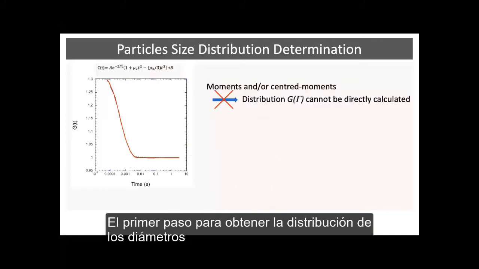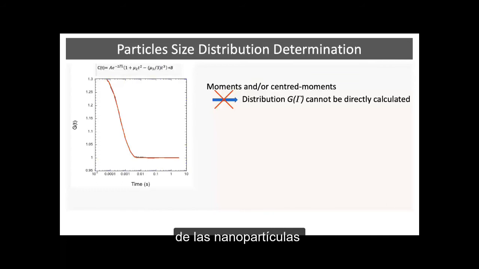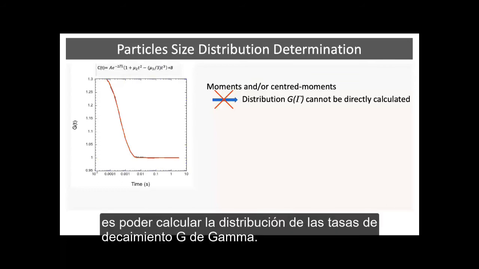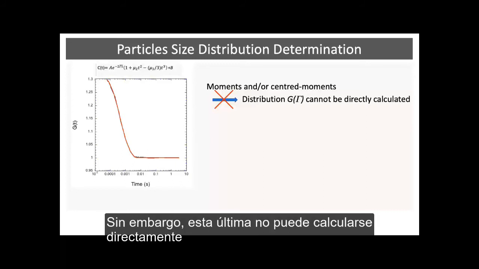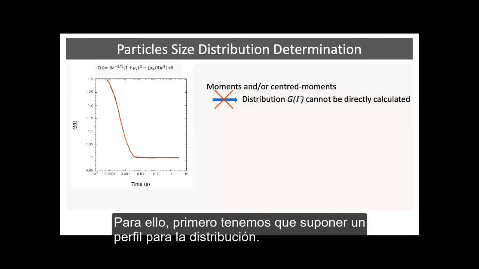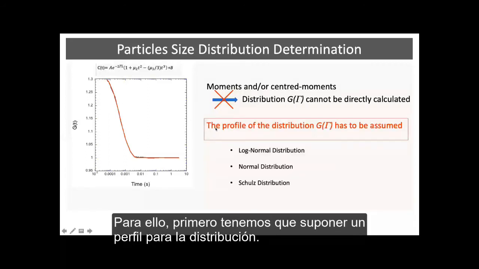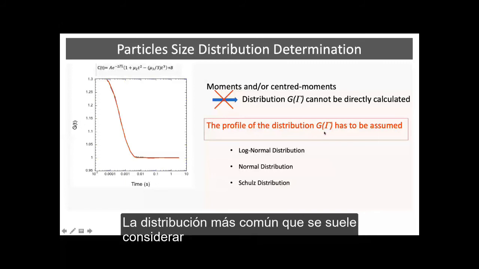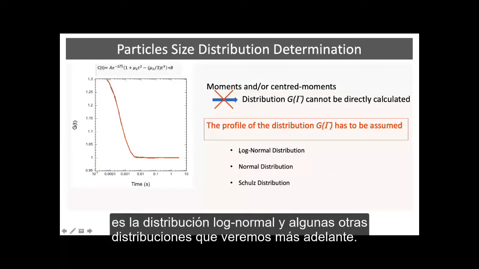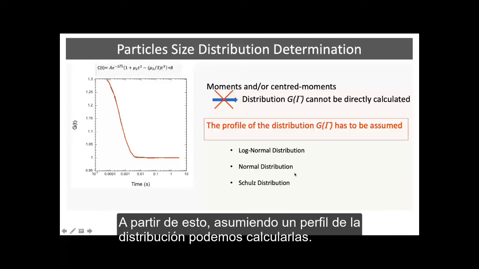The first step to obtain the distribution of the diameter of your nanoparticles is to be able to calculate the distribution of the decay rates, G of gamma. However, the latter cannot be directly calculated from the moments or the centered moments we have obtained from the experiments. To do so, we first have to assume a profile for the distribution. The most common distribution usually considered is the log-normal distribution, and some other distributions that we will see further on. From this assumed profile of the distribution, we can calculate them.